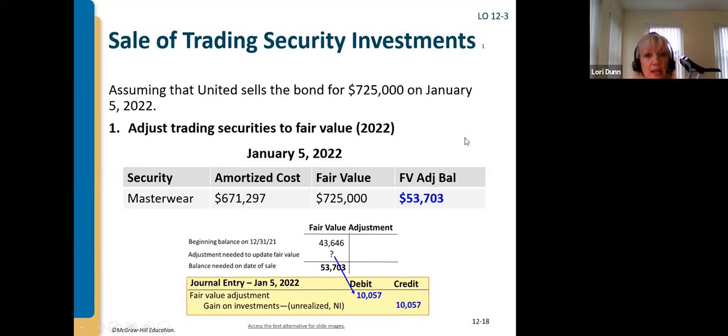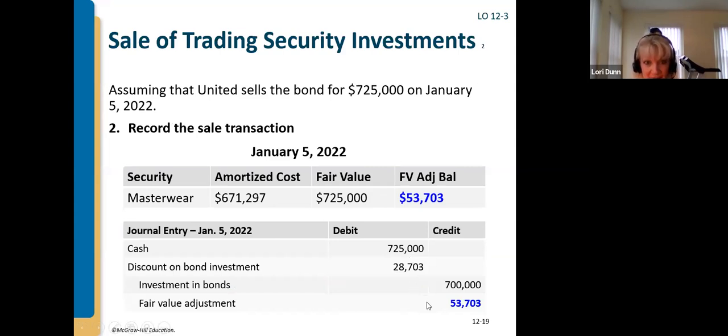Well, before we report anything related to the sale, we're first going to increase the fair value adjustment account because it needs to have a balance of $53,703. So debit fair value adjustment account, credit gain on investment. This goes right on the income statement. But this gain occurred in 2022 because $43,646 represents the balance as of December 31st. $53,703 represents the balance January 5th, all happening in 2022.